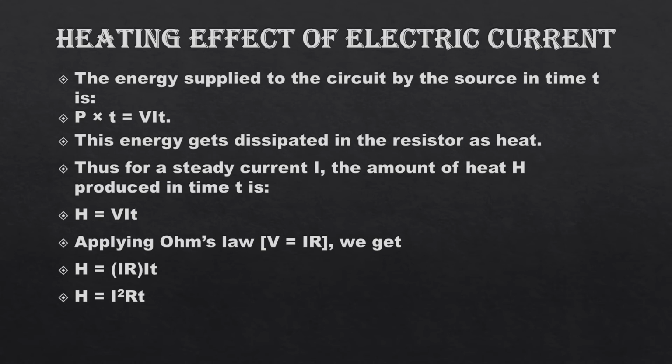Yes, so if current I passes, H amount of heat must be produced in the conductor or the resistor, for time T, for so many minutes, so many seconds. Suppose 1 ampere or 5 ampere of current has to flow for 20 seconds. Yes, potential difference is say 2 volts. Yes, so heat will be 2 into 5 into 20. Yes, heat is equal to VIT.